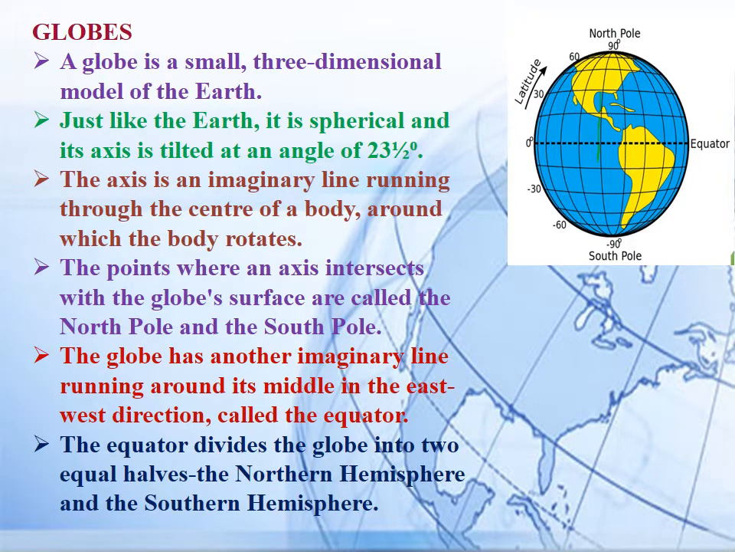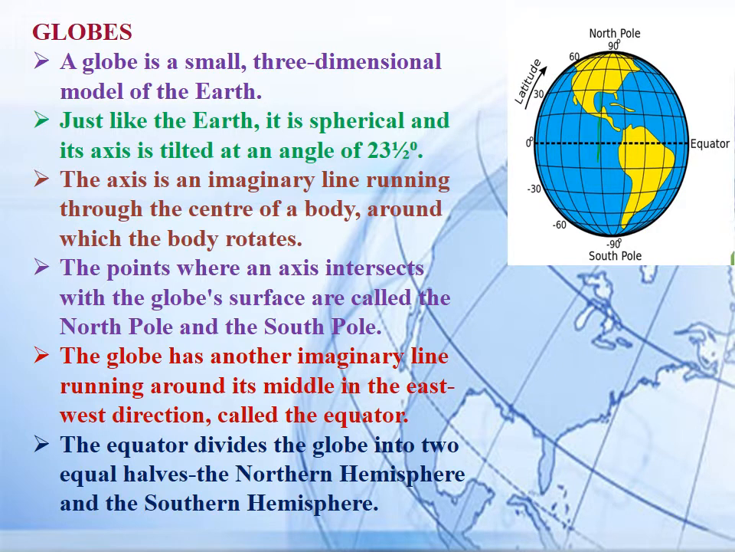What are globes? A globe is a small three-dimensional model of the earth. Just like the earth, it is spherical and its axis is tilted at an angle of 23.5 degrees. The axis is an imaginary line running through the center of a body, around which the body rotates.